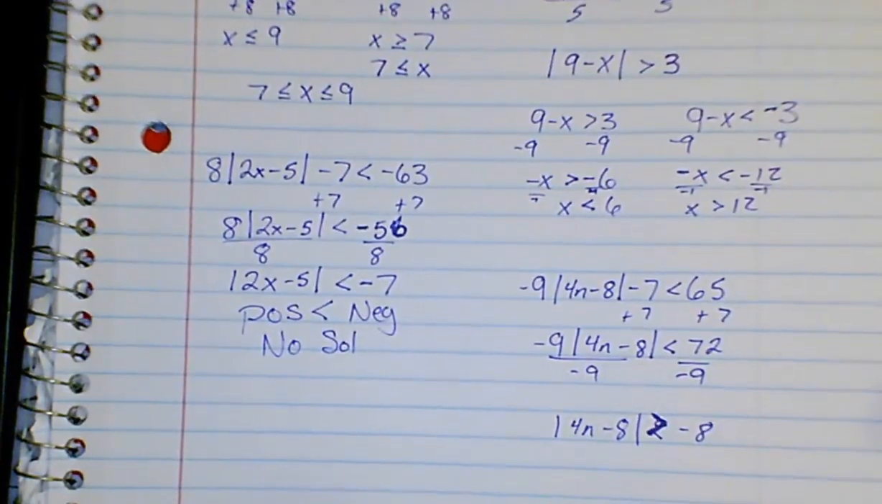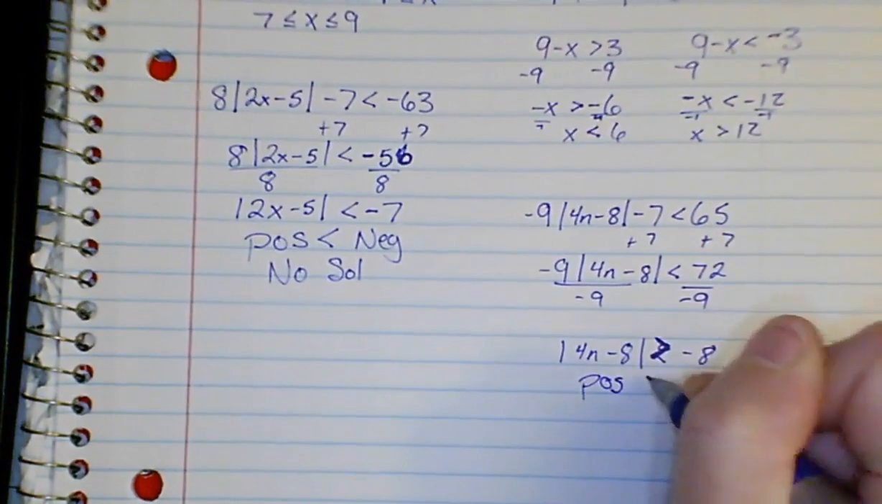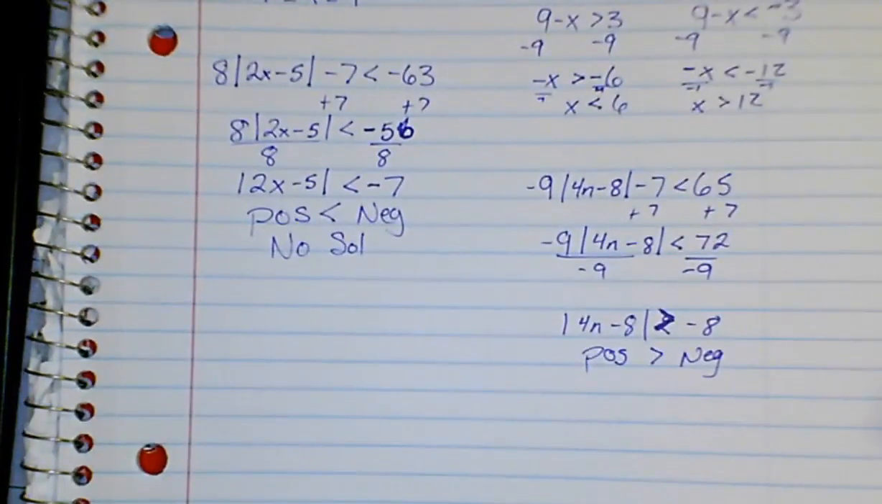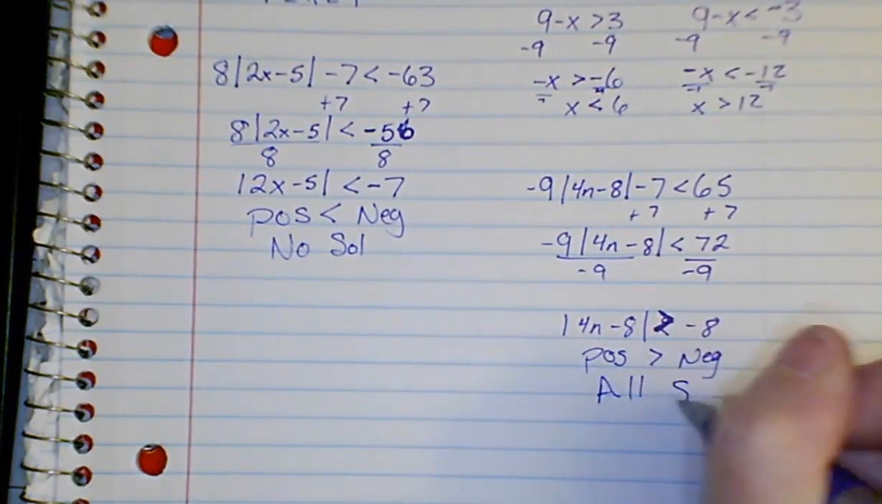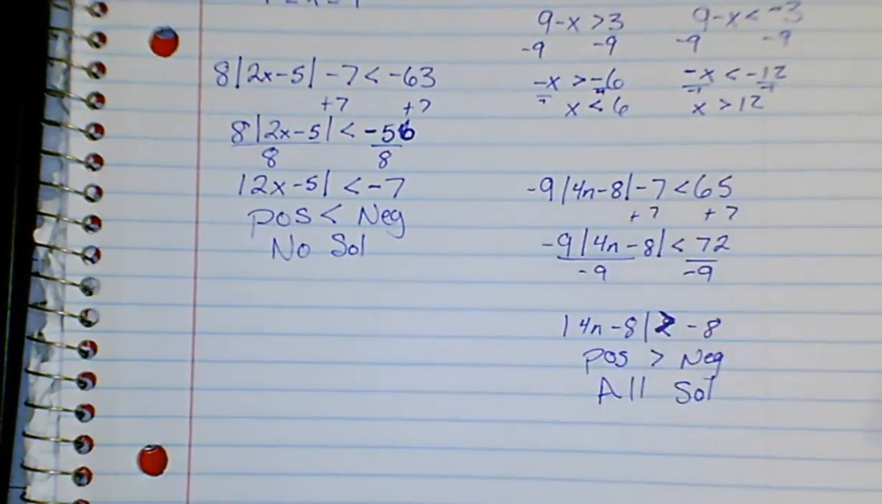Okay, now we have an absolute value with a negative value. So we're going to go positive, greater than, and negative. Now you have to think, okay, is this true or false? Are positive numbers greater than negative numbers? Well, that's always true. So this would be all solutions. So no matter what number you put in for n, this side will always be less than 65.